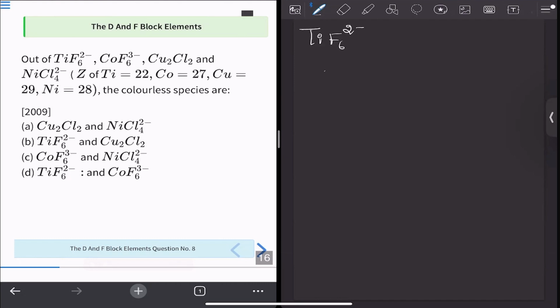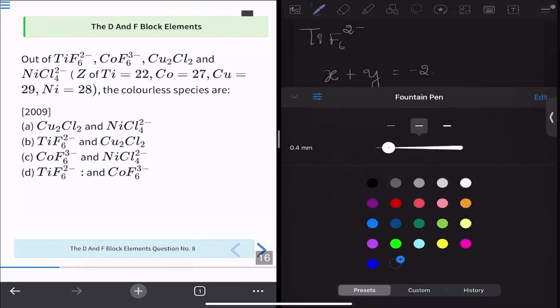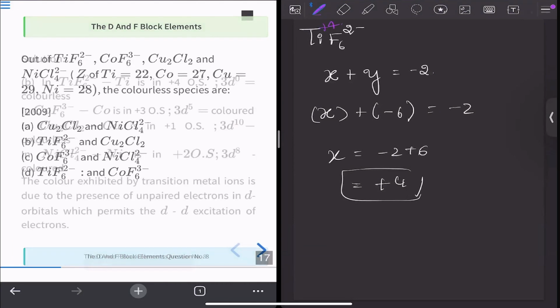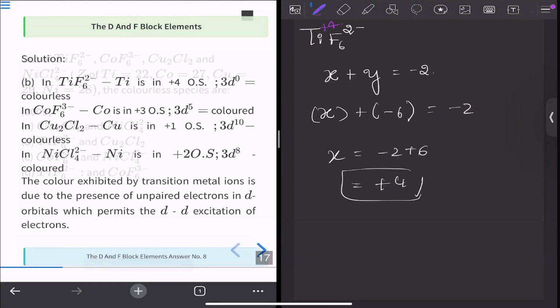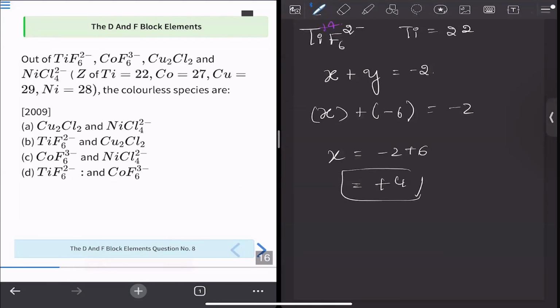The oxidation state of titanium is X, and of fluorine it is -1, so six fluorines give -6. X plus (-6) is equal to -2, so X is +4. The oxidation state of titanium here is +4. We know the atomic number of titanium is 22, and argon is before it.